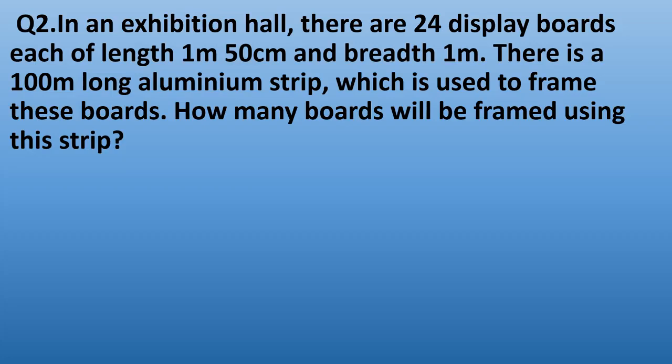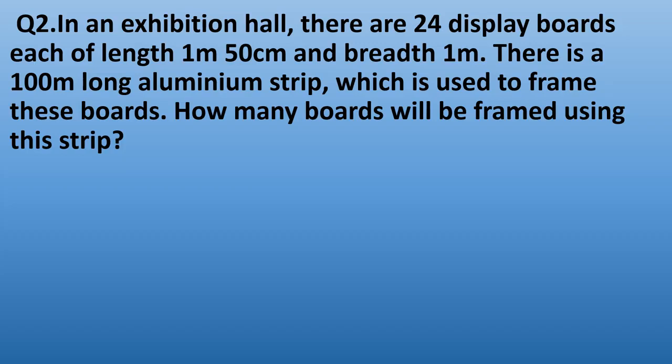Now after that it is given there is a 100 meter long aluminium strip. Aluminium strip is used to frame the board. You have seen in the school also, in the school board also, that on the boundary of the green board, there is one aluminium strip. Okay, that is used to frame. Or you can see any picture at your home. On every picture there is framing. Sometimes framing is done with the help of wooden strip. Sometimes it is aluminium strip.